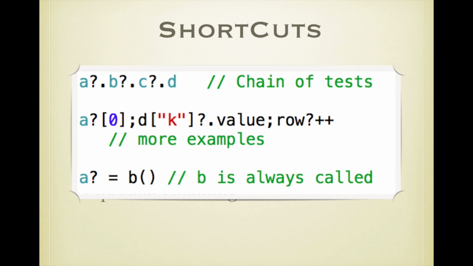And finally, one subtlety is that if you're using it with the equal operator, the assignment operator, then the assignment operator always evaluates the right-hand side before checking on the left-hand side. In this case, if A were nil, B would still be called, but no assignment would take place.